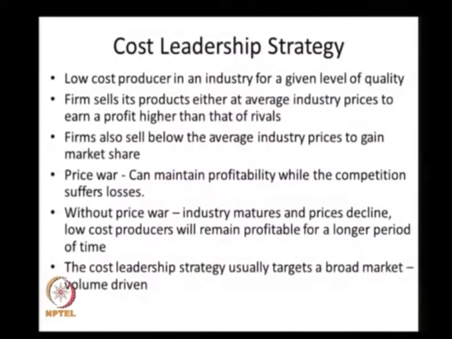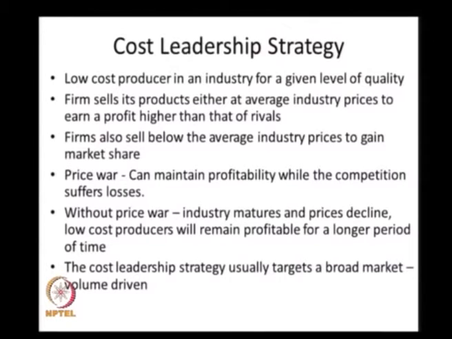And this you can do only if you are a low cost producer. And what is the advantage of that? During times of price war, you can still maintain profitability when competition suffers losses because you are already the low cost producer. Or assume that there is no price war, that the industry has matured, or there is a price decline itself, still low cost producers will remain profitable for a relatively longer period of time.